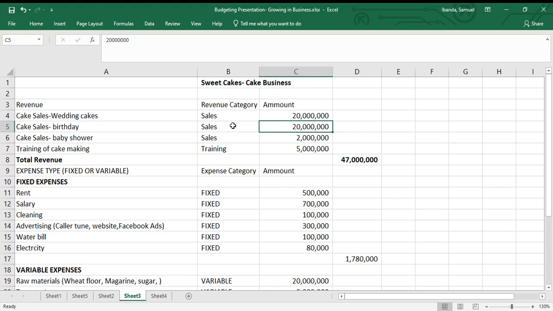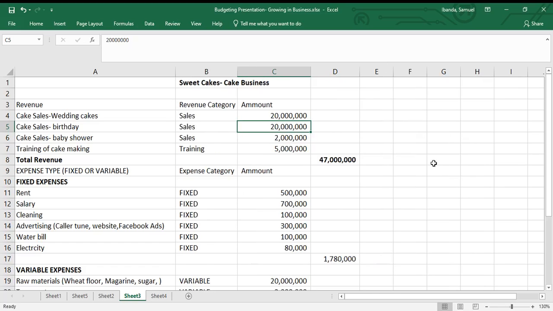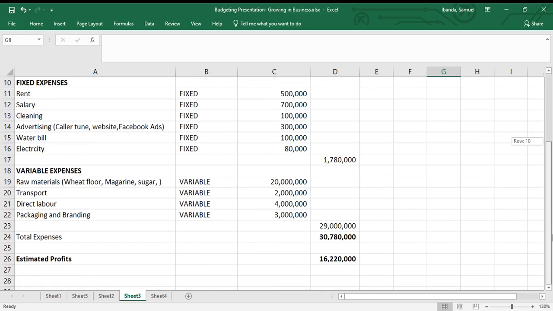So I know that if I've been getting 10 million from birthday cakes, my aim is to push this time to make sure that I'm getting more money coming from the cakes. Okay, from the birthday cakes. So the budgeting drives you. Okay, it keeps driving you and keeps giving you direction on what exactly to do. So at the end of the day, I can do that.